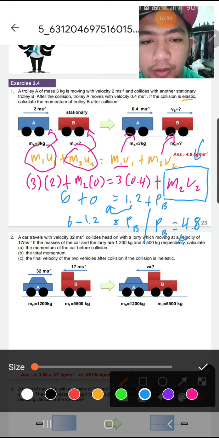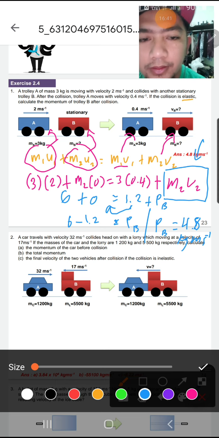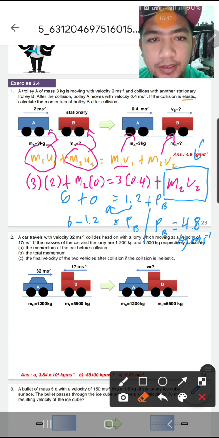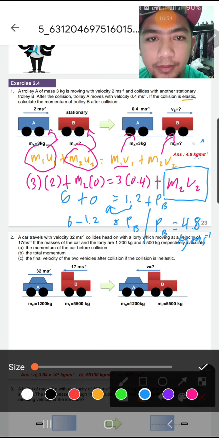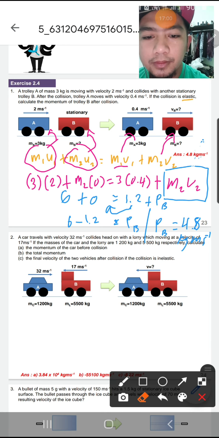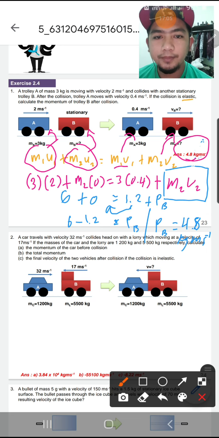4.8 kilogram meter per second. So check the answer. Yes, the answer is correct. Okay, the answer is here. Okay, this one. Okay, all right.